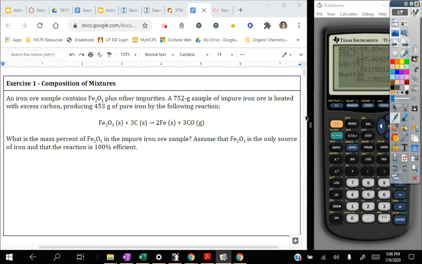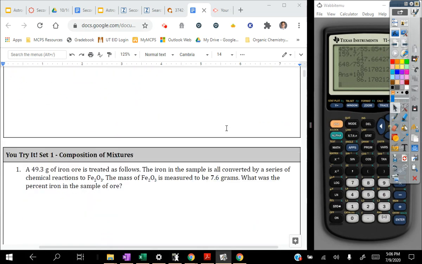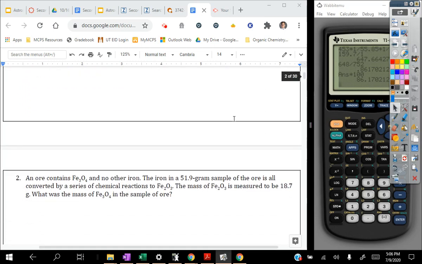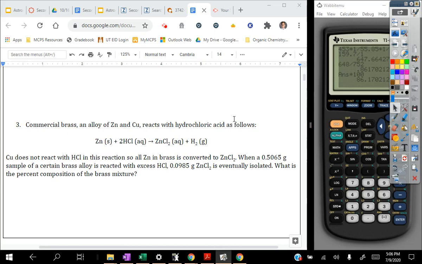Okay, let's go through and do You Try It Set 1. There are 2 problems dealing with iron ores and a 3rd problem dealing with a brass alloy.